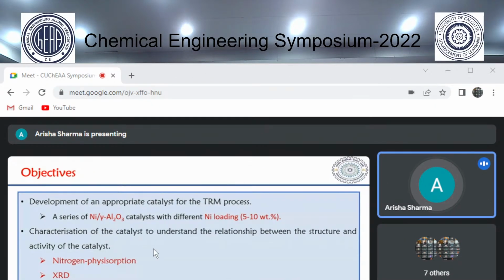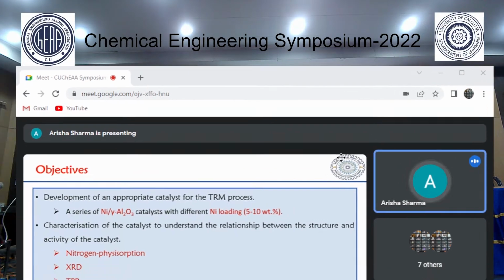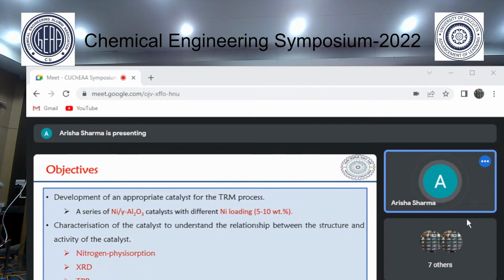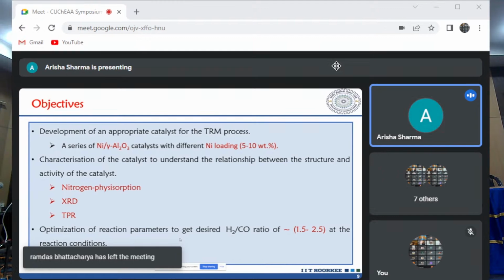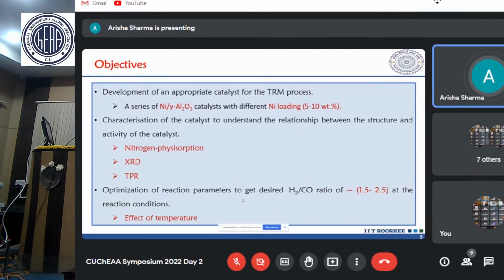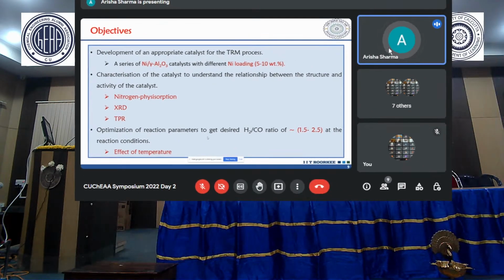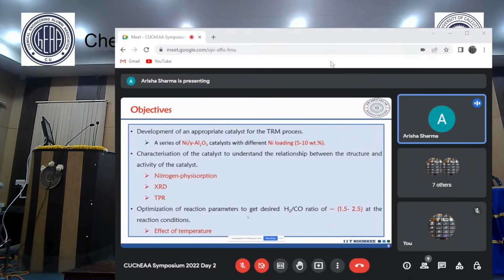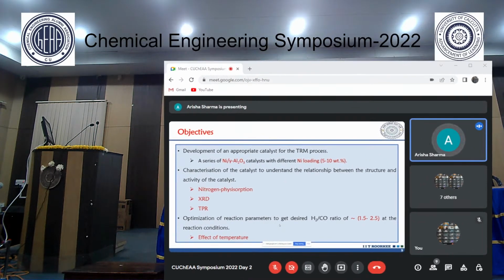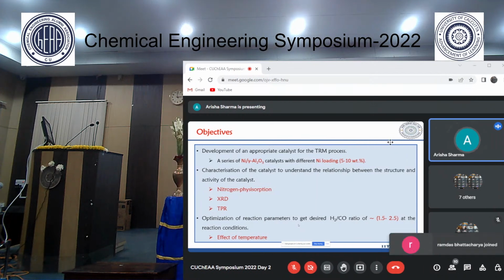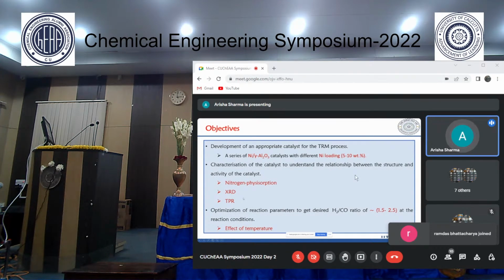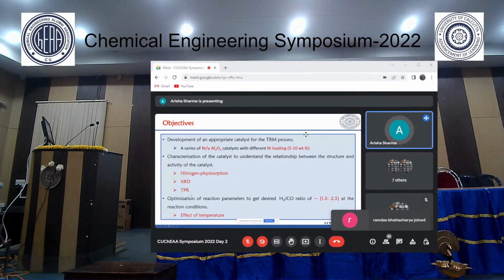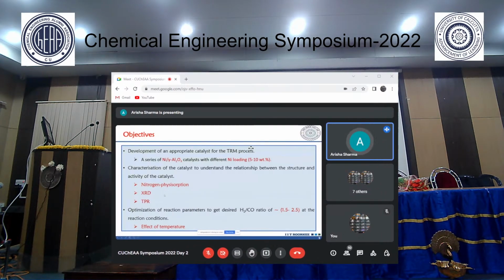Firstly, our objective was to develop a suitable catalyst for trireforming. In this paper, I have synthesized a series of nickel gamma alumina based catalysts with different nickel loadings, around 5 and 10%. And we have characterized the catalysts to understand their physical properties and their relation with their activities. Nitrogen physisorption for BET surface area, XRD, and TPR, that is temperature programmed reduction, are the characterization techniques that we have used.